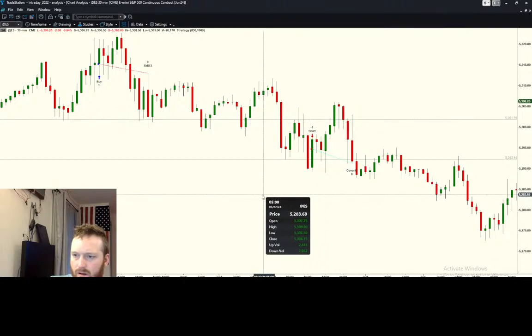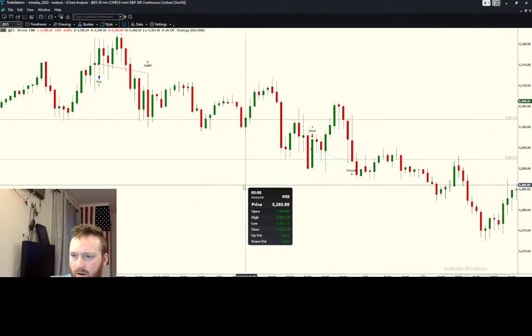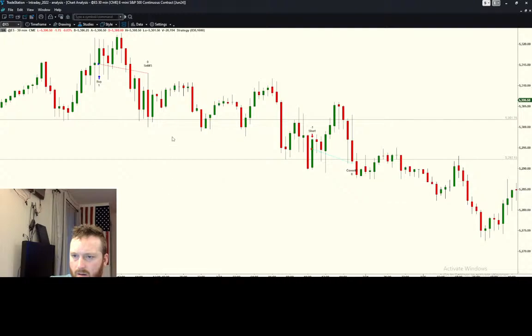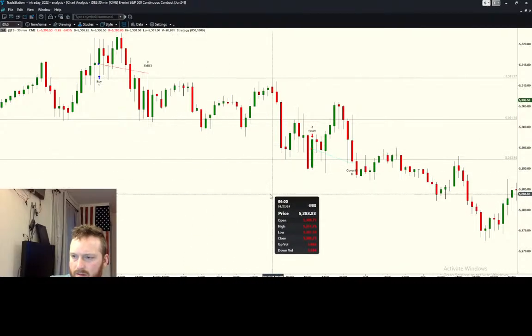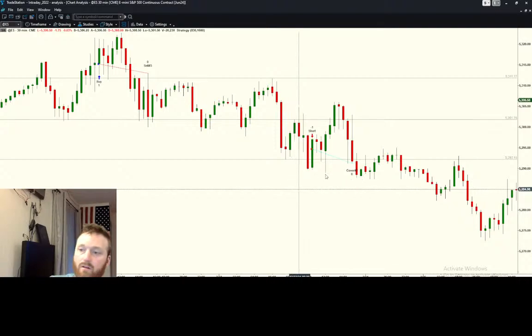Where is the pre-market? No, sorry, that's the pre-market. The Globex is from here. This is Globex high, right there. This is, where's Globex low? It's also the pre-market low. Okay, that's Globex low too.